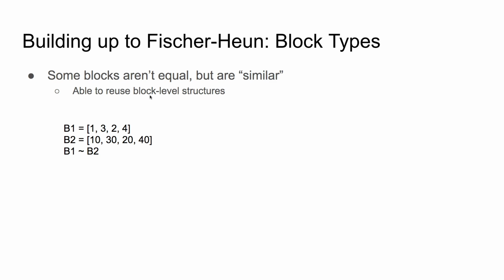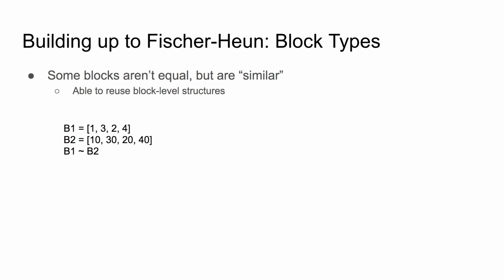Another thing is that the running time of the algorithm is now determined by how fast we can determine whether two blocks are similar or not, and how many different types of blocks there are. Suppose there was only one block type. Obviously that's not true, but suppose there was, then we would only need to build one block level structure as opposed to how many blocks there are, n over b.